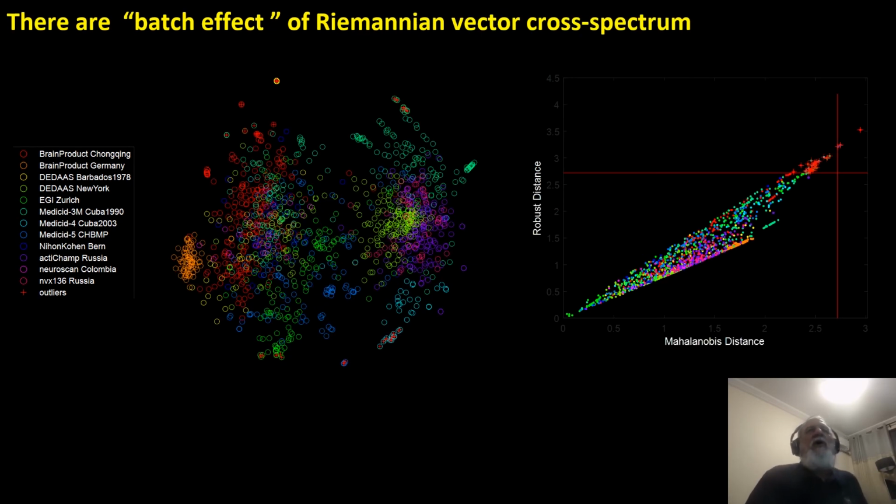However, when we put in the Riemannian transformed data, that is to say, in a Euclidean space, the cross-spectral information, then we do see a strong batch effect. And in fact, there's a tendency for more outliers.